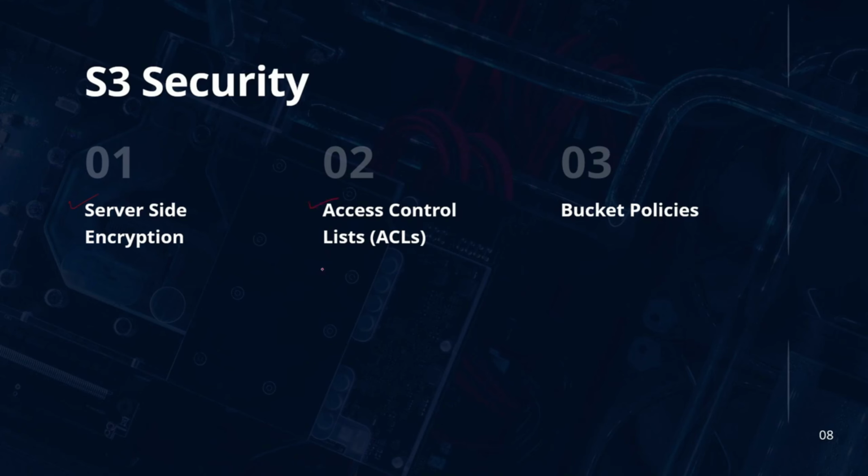Second, we have access control lists, which we also call ACLs. Basically, you can specify access to specific objects in your bucket, or maybe to all the objects in your bucket.